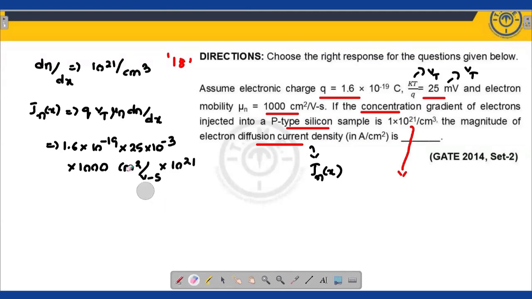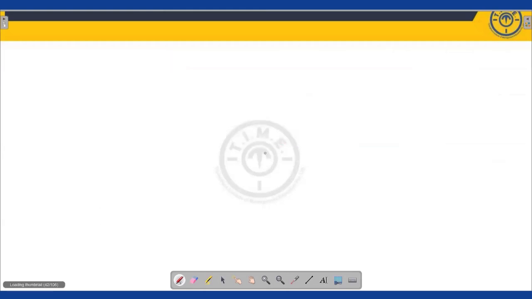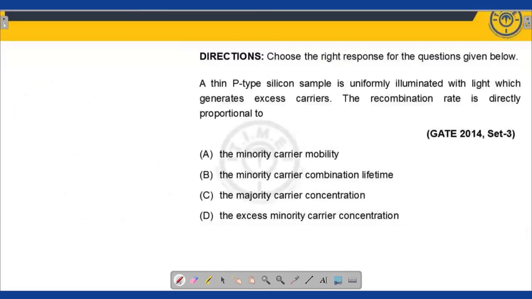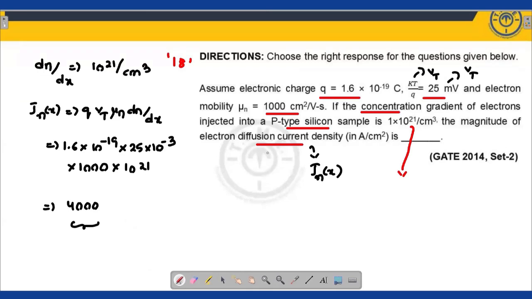Okay, leave these things apart. Later we can write it down into 10 power 21. When you write all this, you are getting the value equal to 4000. Here, the options are not given, so the current density you are going to get, my dear friends, is this, and the units are ampere per centimeter square. This is question number 18.